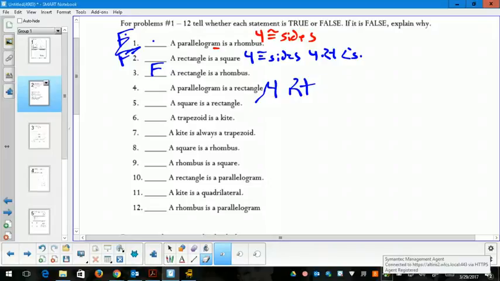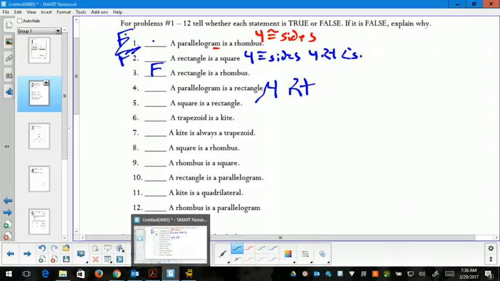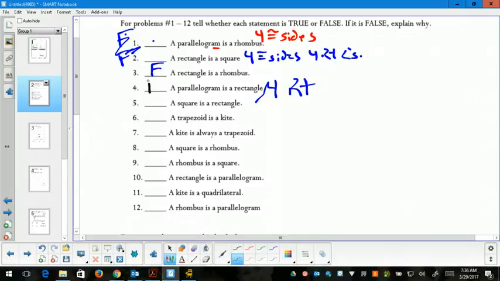So, oh, no wonder I grabbed the wrong pen.